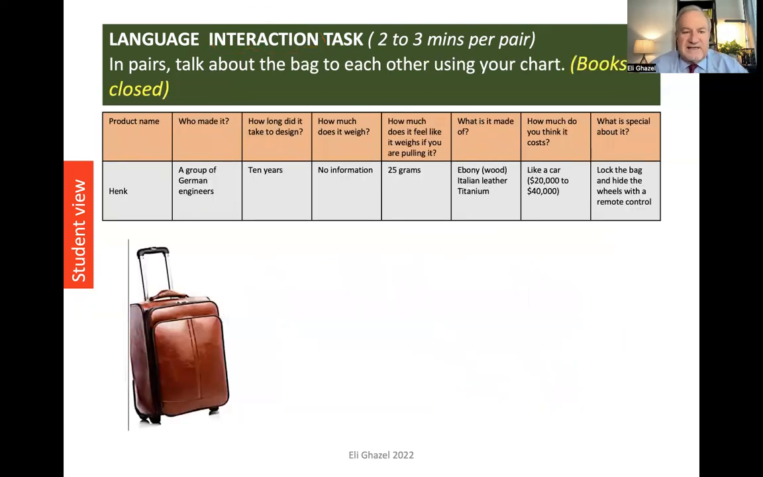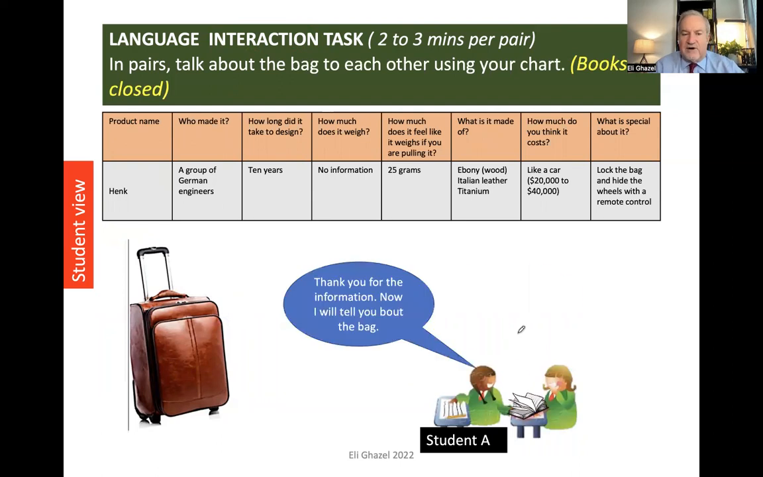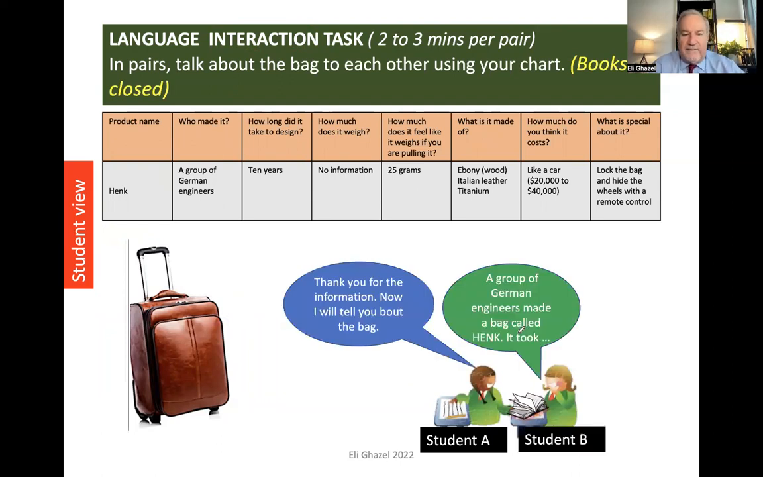Now, we ask them to do the same thing again, but about the bag. So student A is talking to student B about the bag, or student B is talking to student A. It doesn't matter, you know? So student B started this time. A group of German engineers made a bag called Henk. It took 10 years for them to design it.